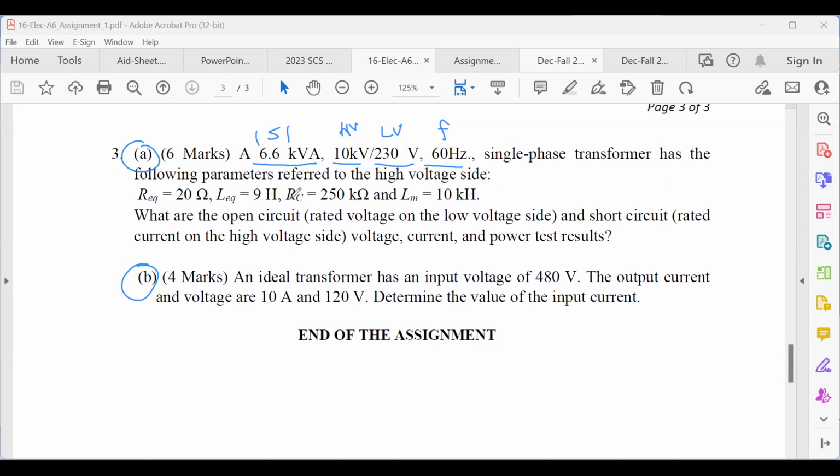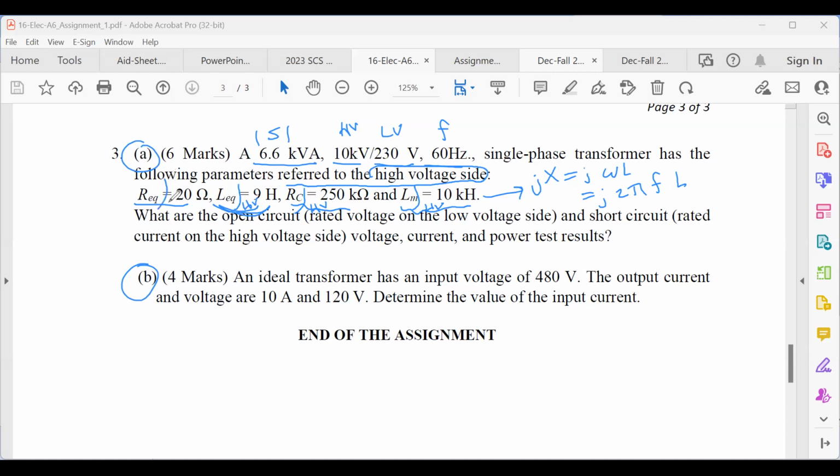And for this question, we are provided the parameters R equivalent, L equivalent, not X, okay? How can we move from L to X? X equals omega L, which is 2 pi times the frequency times L, okay? Don't forget the j with the L because it's imaginary. You have the RC and LM, which you can move to XM using the same equation. They said they are all referred to the high voltage. So you can write down, it's all referred to the high voltage.